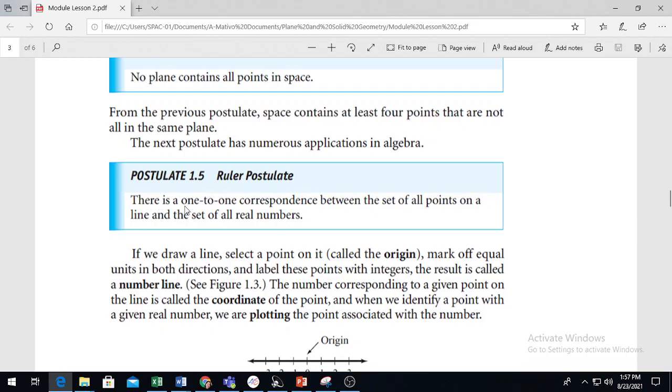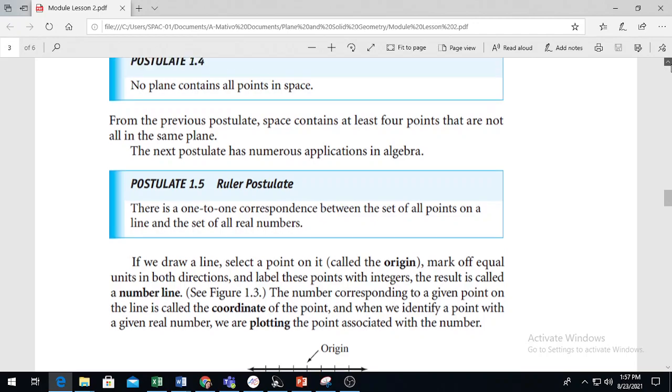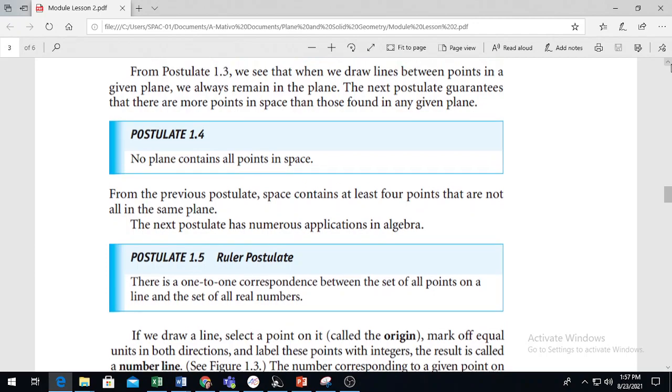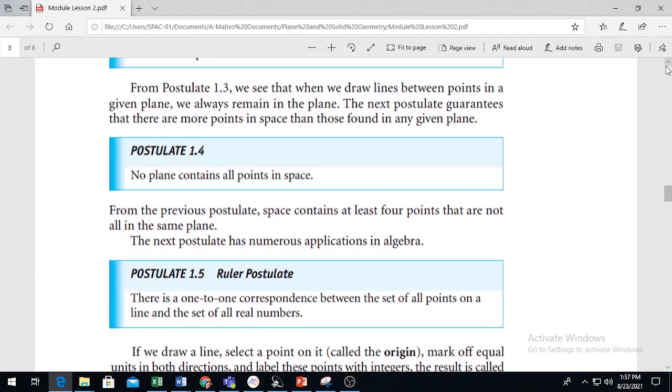There is a one-to-one correspondence between the set of all points on a line and the set of all real numbers. Diba sa atong ruler, kung imo nang i-check, it represents also the real number system. Okay, so that is the ruler postulate.